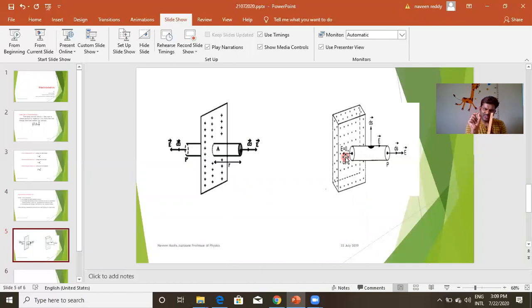Whatever the thickness, however small the thickness of the conducting sheet of charge, as it is a conductor, the charge will reside only on the upper layer. Here the charge is distributed, and here the charge is placed. If it is positive charge, the positive charge will be uniformly distributed over this face and this face. Between these two planes, there will be no charge.